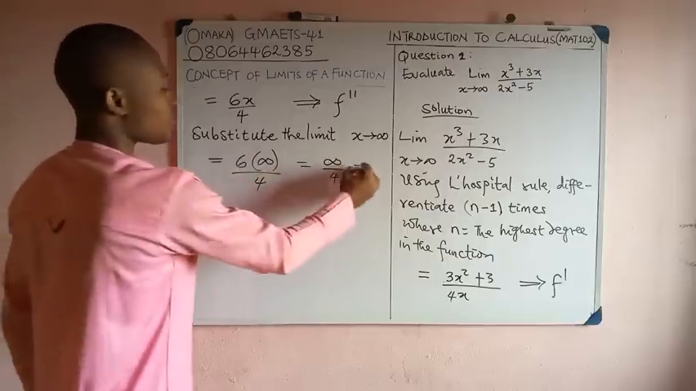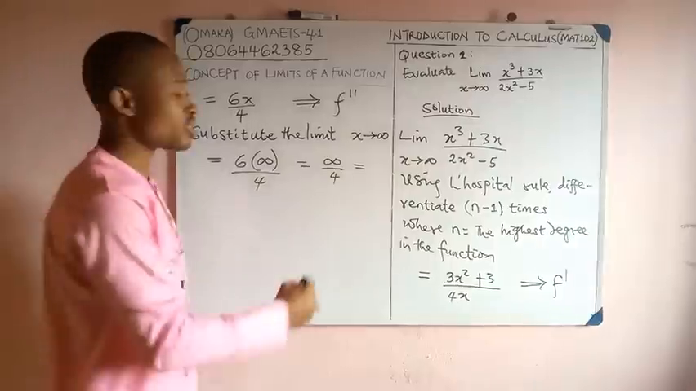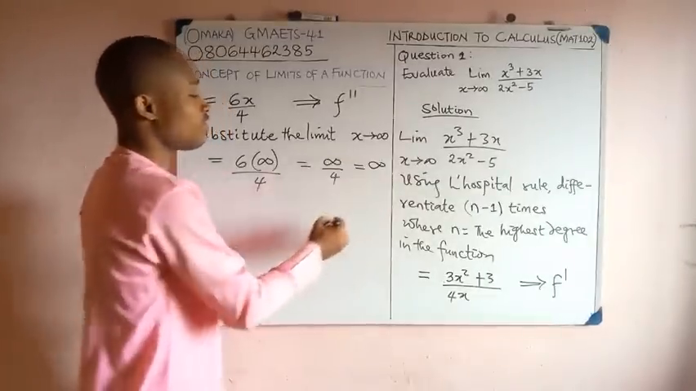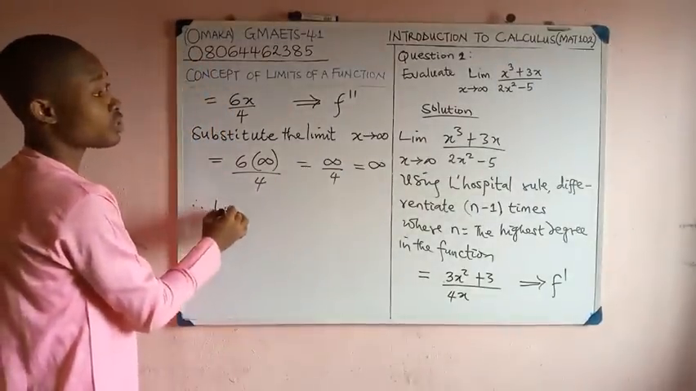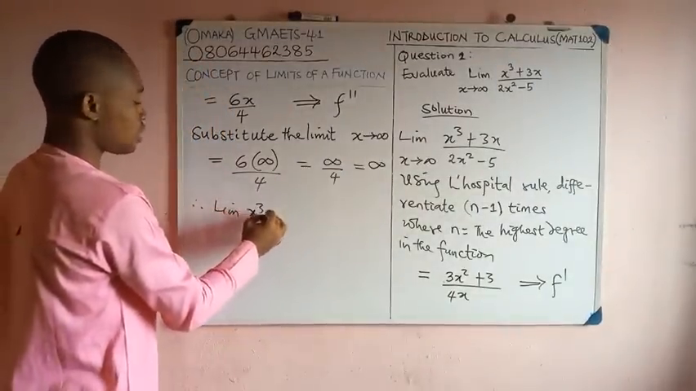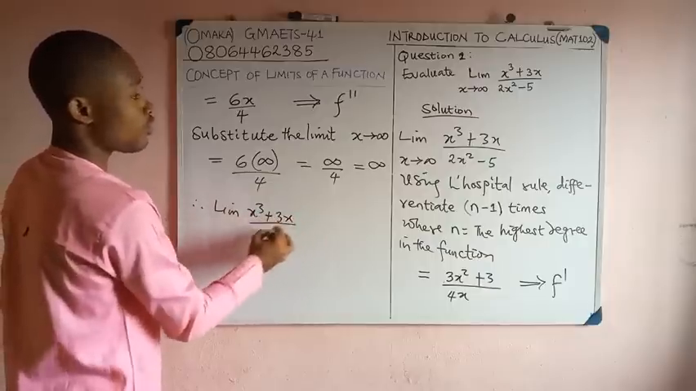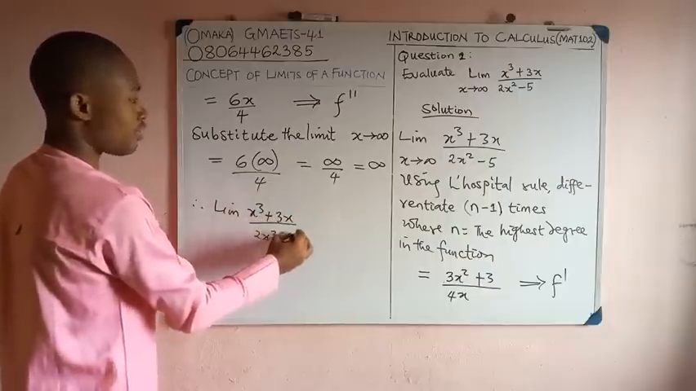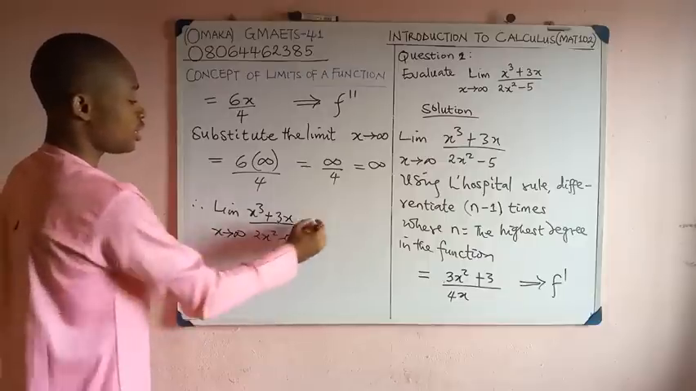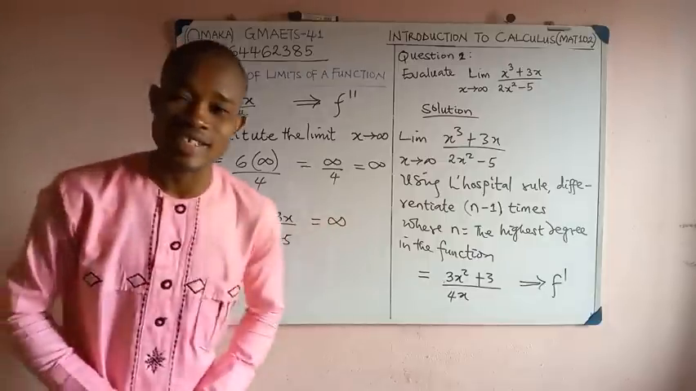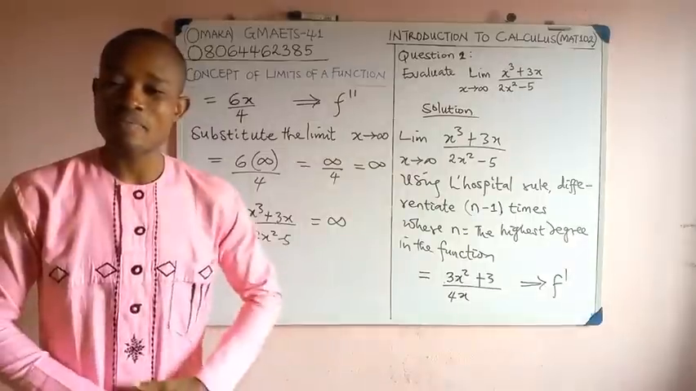Infinity over 4 is what? If you divide infinity by a constant number, a real number, you will get what? Infinity. Therefore, the limit of that function, x cubed plus 3x all over 2x squared minus 5, as x tends to infinity, the result still gave us infinity, as what we did before the break.